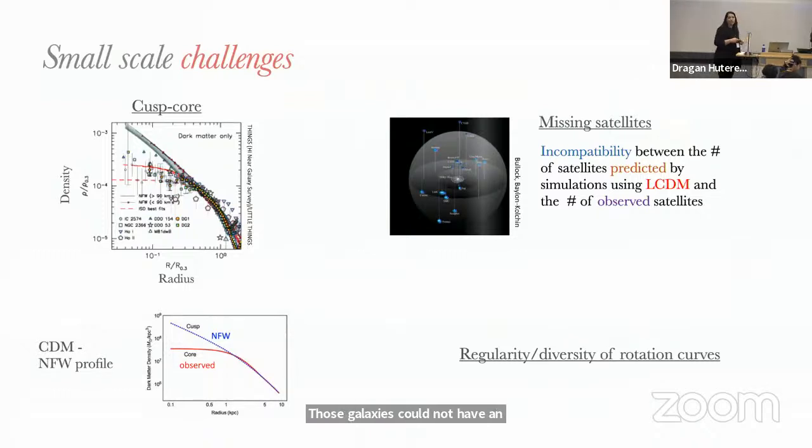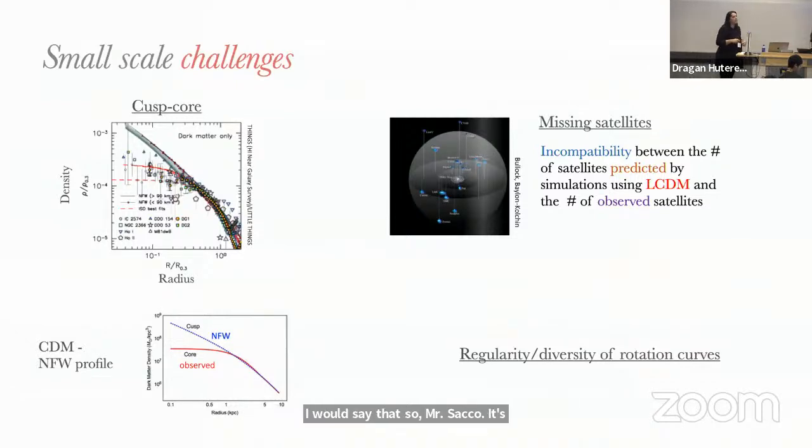There are also other types of small scale challenges, for example, the missing satellites problem, which is something many people might have heard of, which is an incompatibility between the number of satellite galaxies that we see and the ones that we predict. Many people think, and I think this is maybe the consensus now, that this problem is solved. The problem was that we could not see those satellites, and now we actually have too many. But I'm not saying everybody agrees with that. So the missing satellites problem shouldn't be something very big.